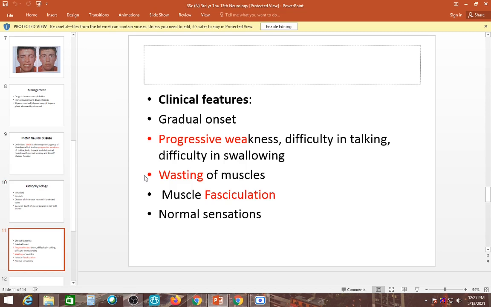The clinical feature is it starts gradually, slowly it starts. It is progressive weakness, difficulty in talking, difficulty in swallowing. It is increasing day by day, and it has no means of stopping.